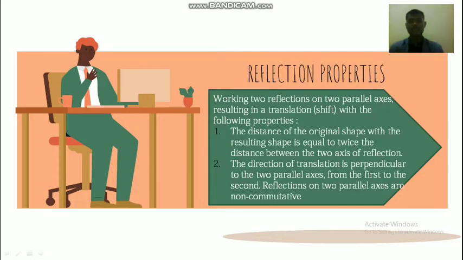The next material is reflection properties. Working two reflections onto parallel axes results in a translation or shift with the following properties. Number 1, the distance of the original shape from the resulting shape is equal to twice the distance between the two axes of reflection. And number 2, the direction of translation is perpendicular to the two parallel axes, from the first to the second. Reflections onto parallel axes are non-commutative.